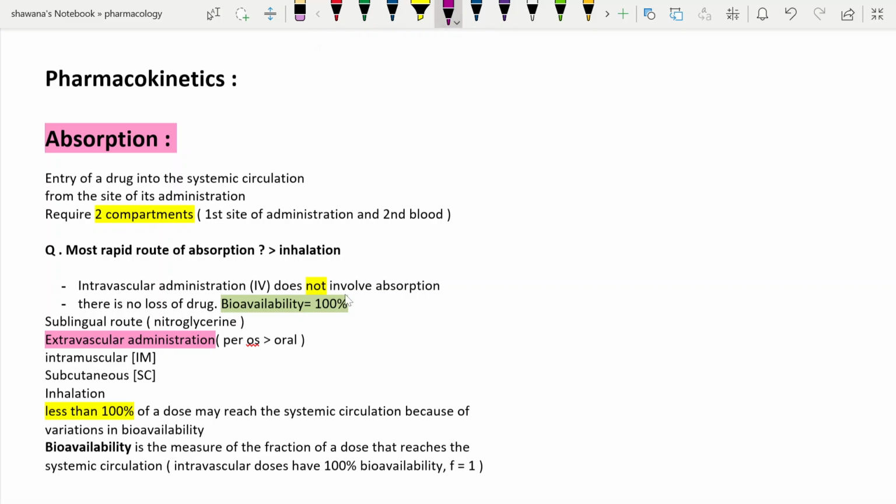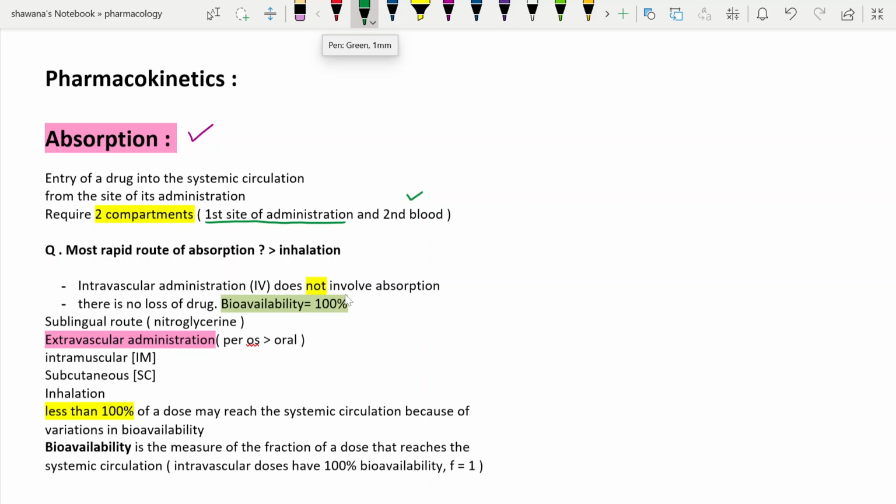First of all, absorption means the entry of drug into the systemic circulation from the site of its administration. When we take a dose intravenously or orally, when it reaches the systemic circulation, it is called absorption. But one thing you should keep in mind is that absorption requires two compartments. The first is the site of administration, and the second is the blood into which the drug is absorbed.